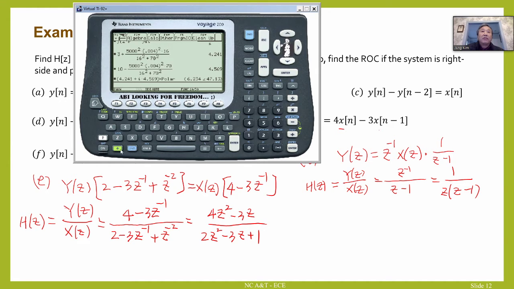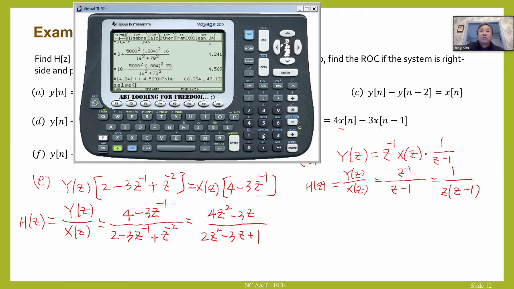I don't know, my calculator doesn't work at all. My calculator has a problem. Big problem. I don't know that. Solve.